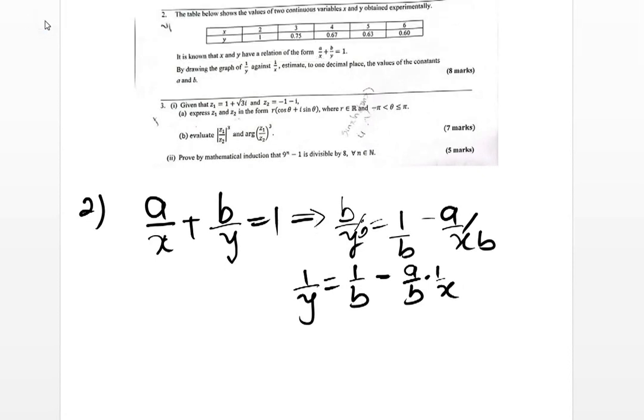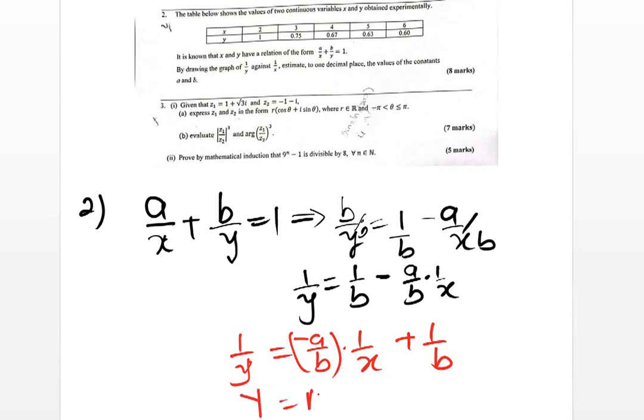Now doing it that way will give us 1 over y equal to negative a over b times 1 over x plus 1 over b. You see that it is in the form y equals mx plus c, isn't it? So when you look at it critically, you see a graph of 1 over y against 1 over x. We have gradient negative a over b, and the y-intercept will be 1 over b. Okay, it will be 1 over b.